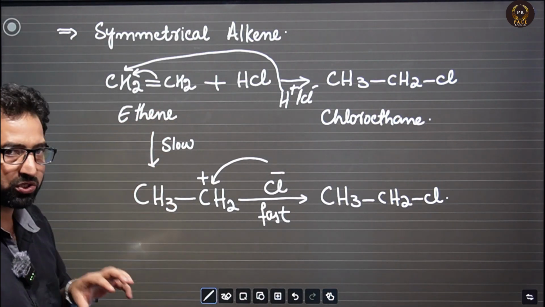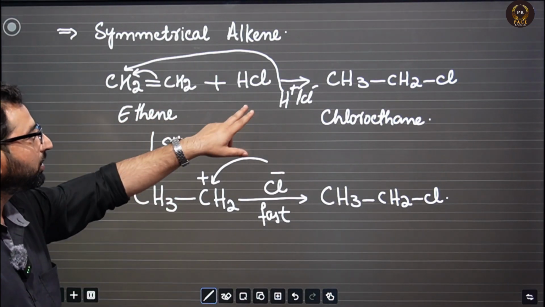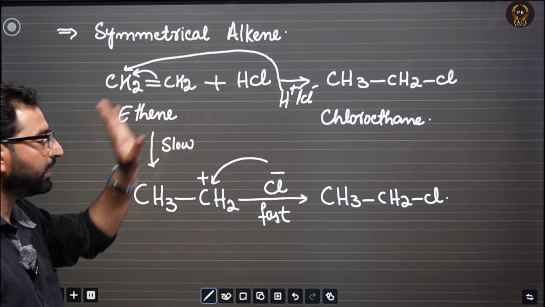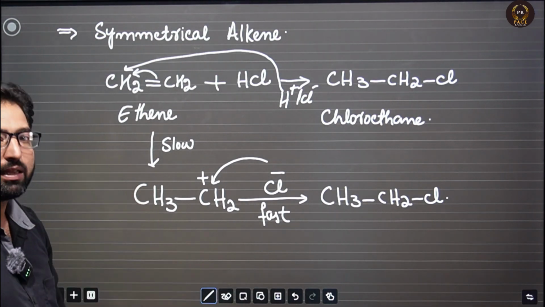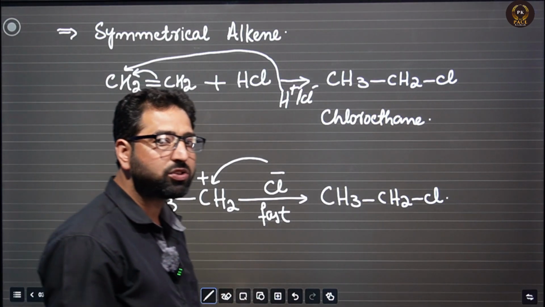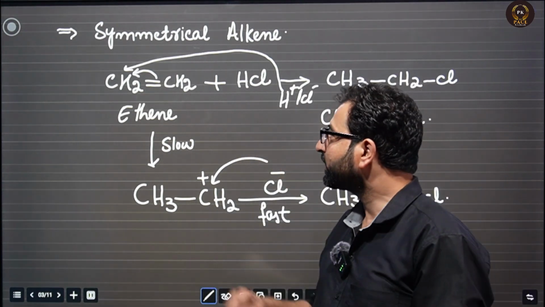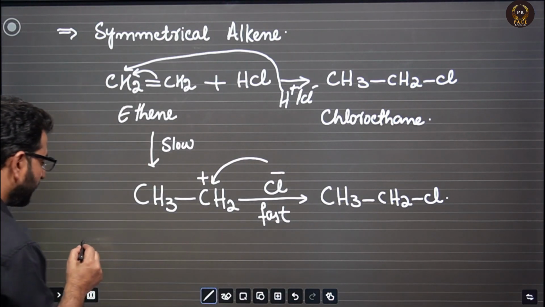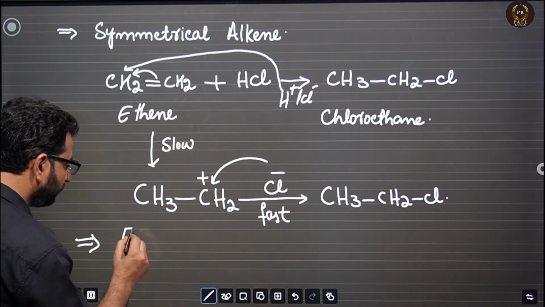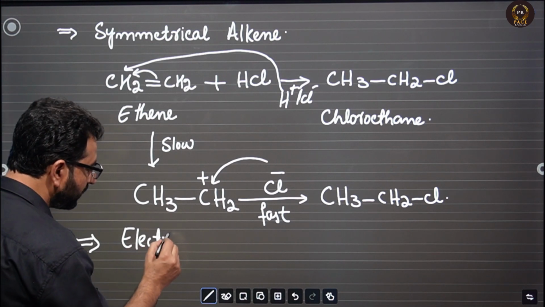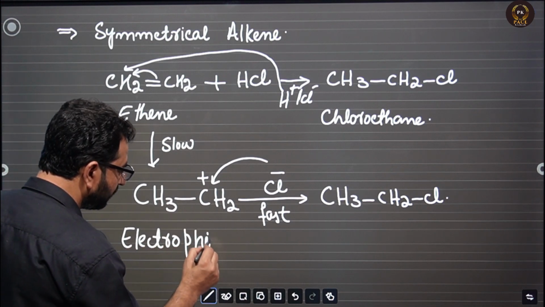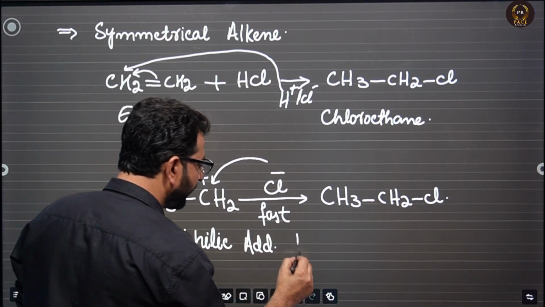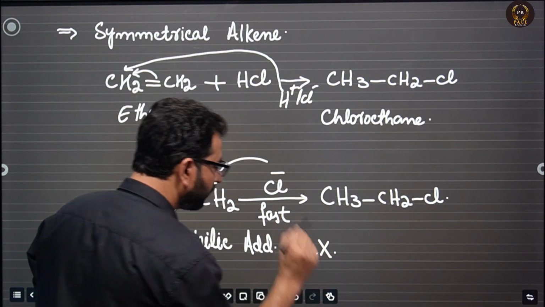But in the slow step, the electrophile attacks. So this is the addition reaction, because HCl gets added to the substrate, H on this carbon and Cl on this carbon. But what type of addition reaction is it? In the slow step, the electrophile has attacked the substrate, so we can say this is an electrophilic addition reaction.